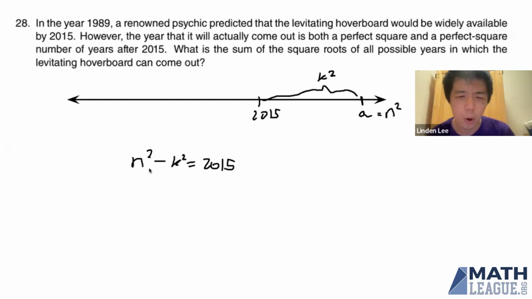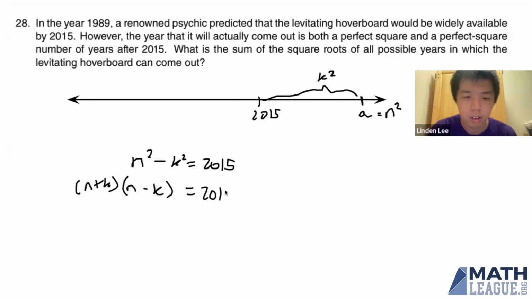So let's try to figure out what n could be. Well, if you know difference of squares, you know that n squared minus k squared is going to be equal to n plus k times n minus k. This is going to be equal to 2015. Because both n and k are integers, we can see that both of these numbers must be factors of 2015 and they must multiply to 2015. So what can we do? We want to write down all possible factor pairs of 2015, noting that n plus k must be bigger than n minus k.